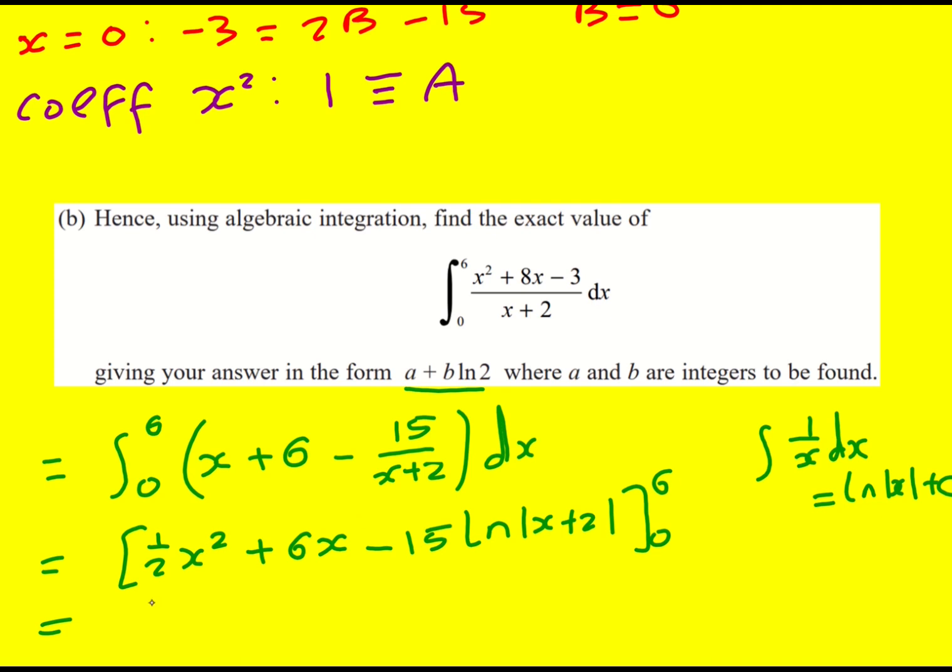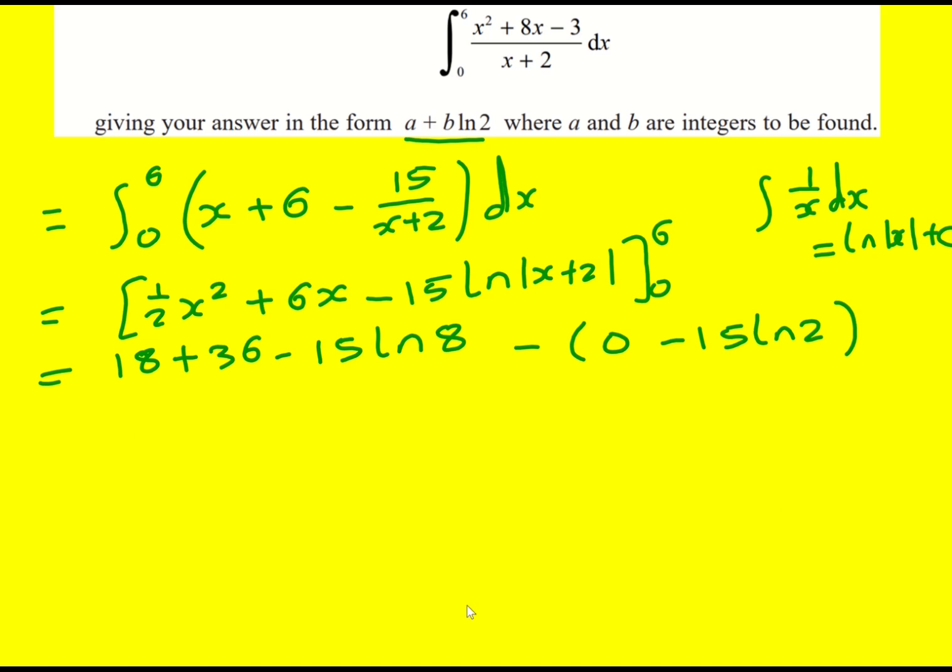So 6 squared is 36, divided by 2 is 18. Then plus 36, minus 15 ln 8. And I'm minusing, all of these are 0, minus 15 ln 2. So this becomes 54 plus 15 ln 2 minus 15 ln 8. So 15 times ln 2 minus ln 8. I'll write it like that.